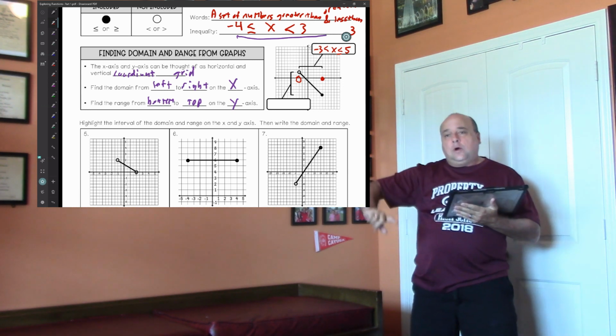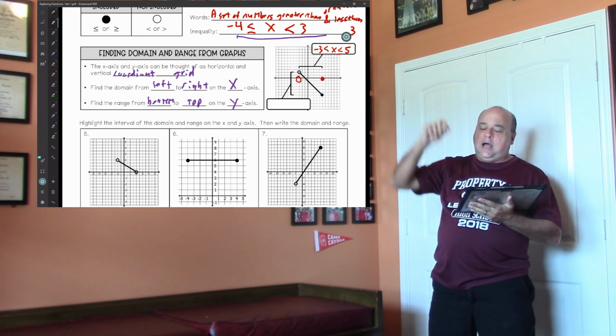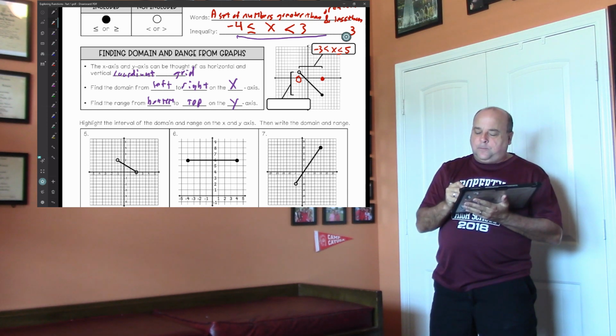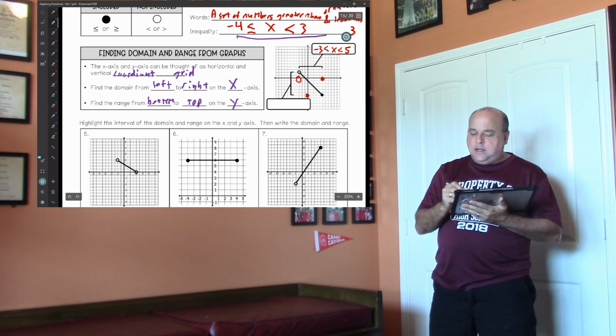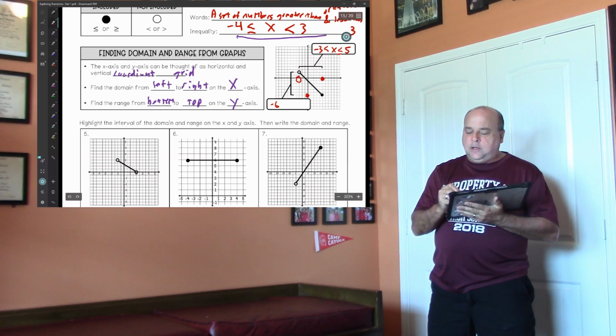Now then, on the y, we're going to go from the bottom to the top. So on the y-axis, we're going to put a dot right here and close it in, and that's going to be 1, 2, 3, 4, 5, 6. That's going to be negative 6, my smallest y. Then go up to here, and that would be 2.